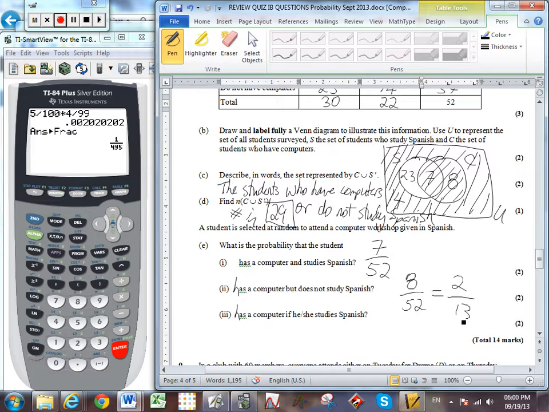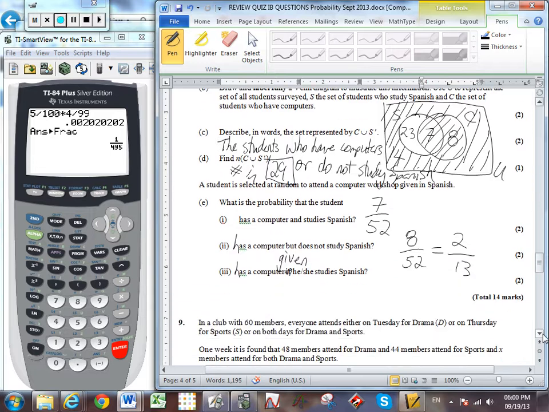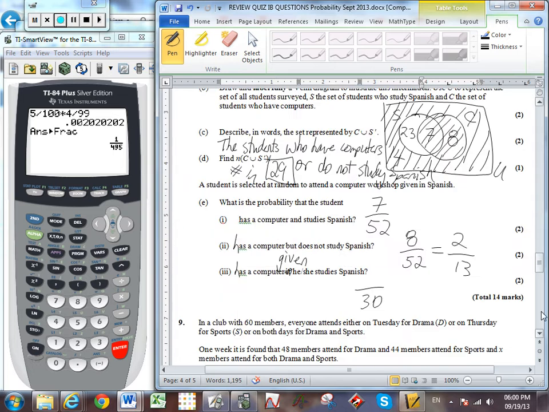Has a computer if he or she studies Spanish? That's an old IB question. They now always use the word given, but it's a pre-existing condition. So we've given you that they are a Spanish studier. How many Spanish studiers were there? There were only 30 of them. So our new denominator is 30. We're only looking at the Spanish studiers. How many of them have a computer? I think it was 7, wasn't it? 7 of those 30 Spanish studiers have got a computer. 7 over 30.